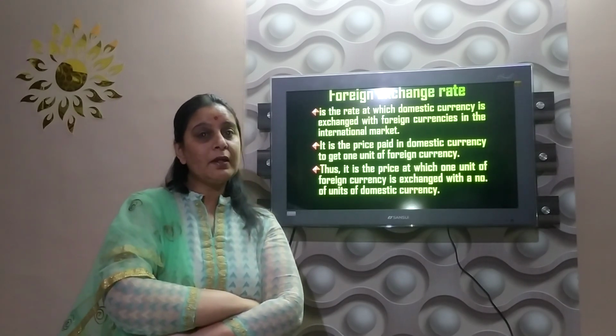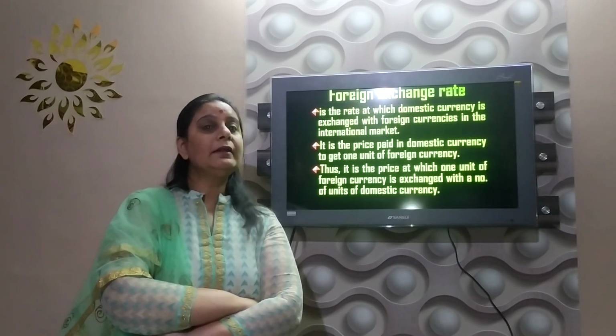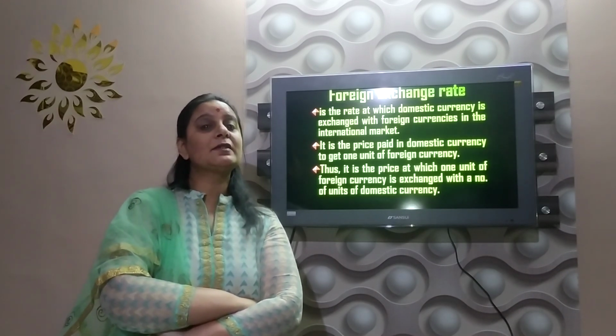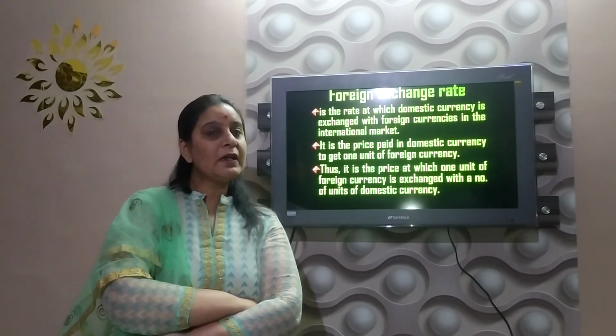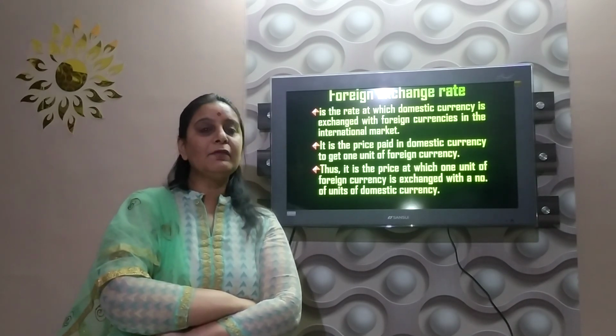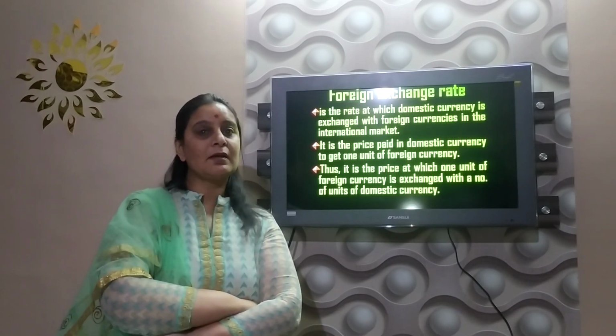Now, this is what you understood, what is foreign exchange rate. We need to understand that there are two commonly practiced methods by which the foreign exchange rate is determined. Fixed exchange rate system and flexible exchange rate system. We need to understand both these systems.